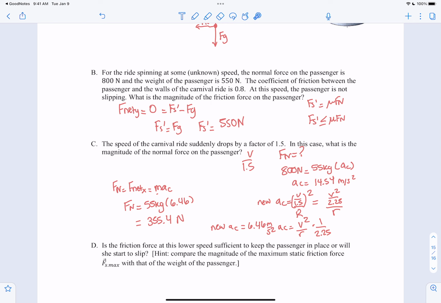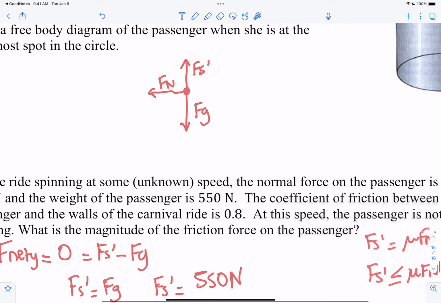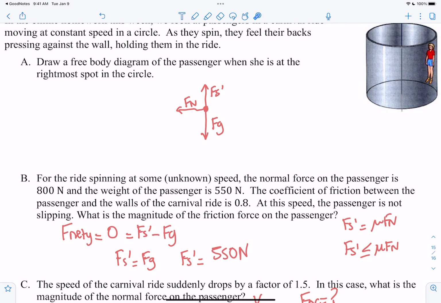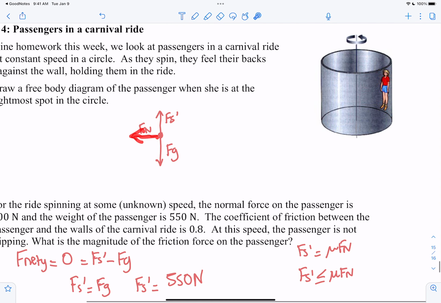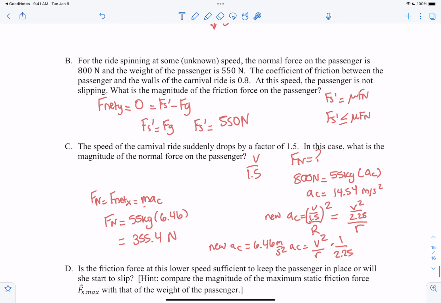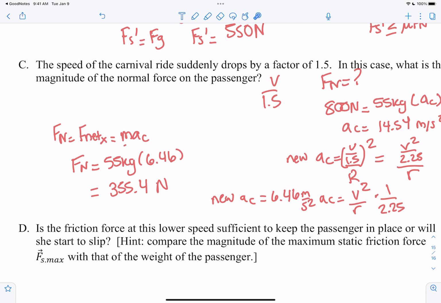I mean, they wanted you to decrease the speed, and so logically, if you decrease speed, you're going to decrease your centripetal acceleration. If I decrease centripetal acceleration, I have to think about what's offering that centripetal acceleration to begin with. That's going to be the normal force, because it's pointing towards the center of the circle. So if the speed drops by a factor of 1.5, your acceleration would drop, and if the acceleration drops, then the normal force has to decrease. I know that the normal force is my centripetal force, and so that's m times ac.